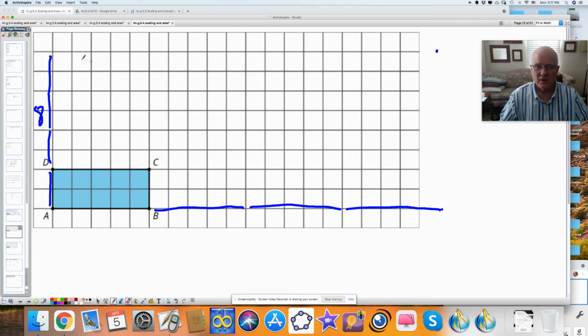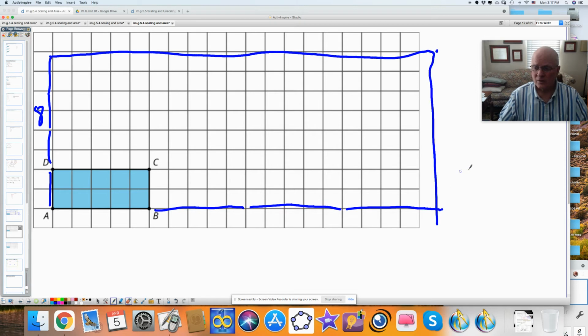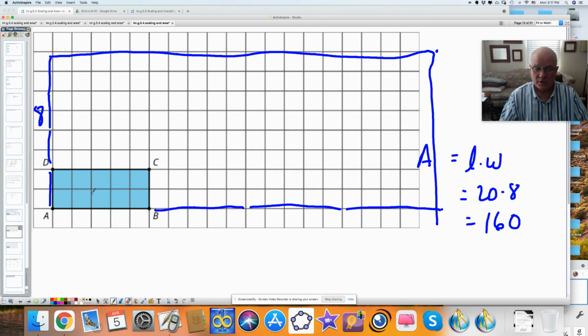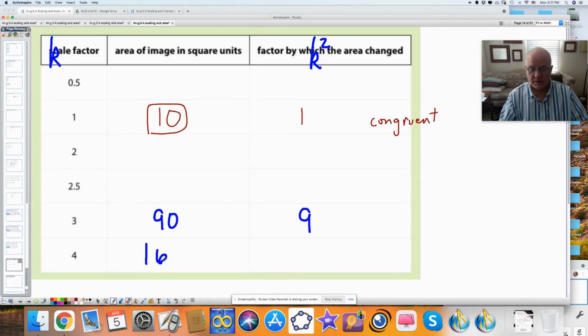And this is going to be 20 by 8. So my area, length times width, is 20 times 8, which is 160. How many times larger than the original is this? How many of these originals does it take to fill in this? Well, it's going to take 16 of them. I'm scaling it by 4 in the x direction and scaling it by 4 in the y direction. So my number becomes 160, and this is 16 times larger.